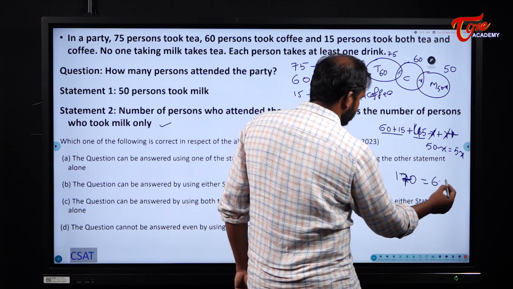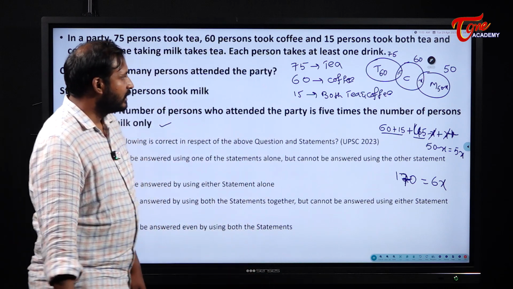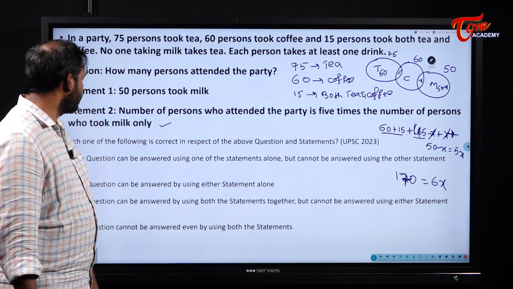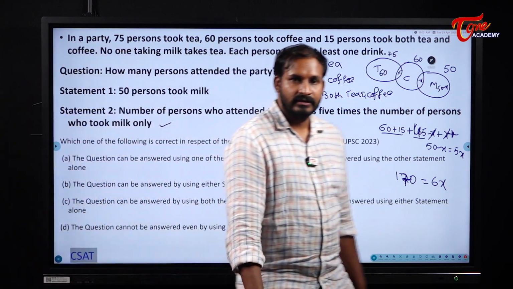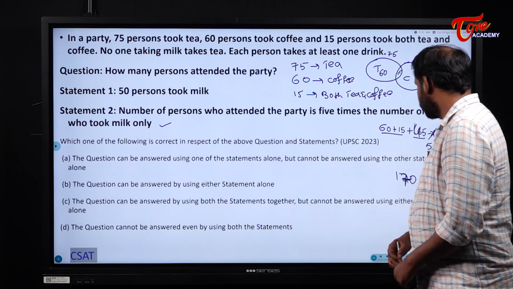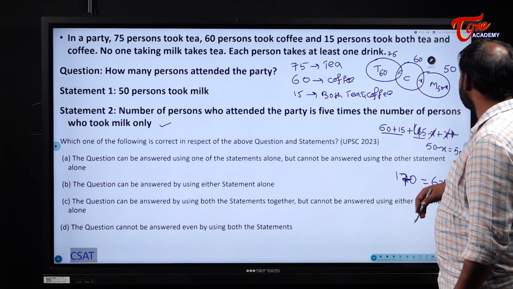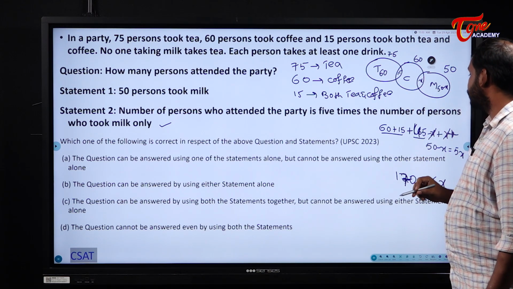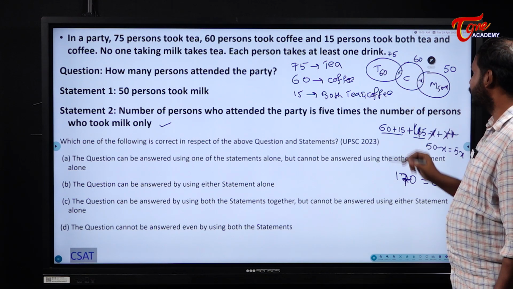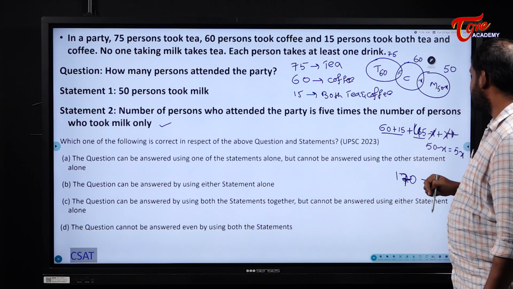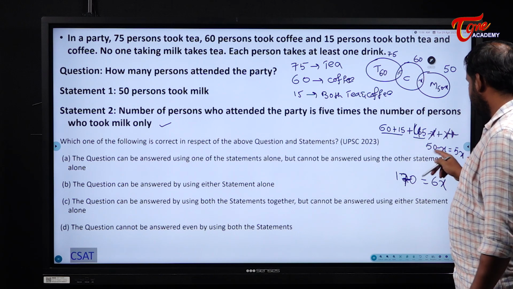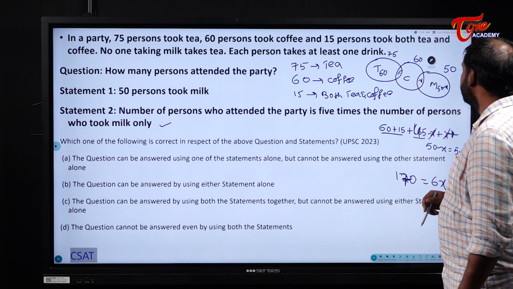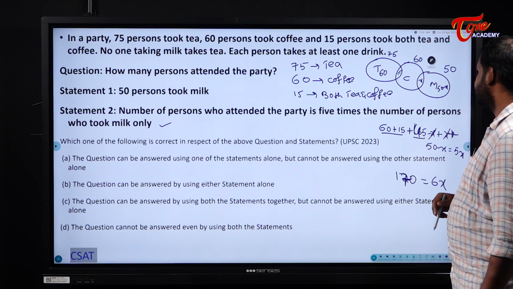170 is equal to 6x. Still, am I able to find the answer? The number of persons who attended the party is 5 times the number of persons who took milk only. Milk only, so this is 5x. So you will get this value: 50 minus x plus x. This will become 60 minus, okay, this will become 45. 60 plus 45 plus 50 minus x is equal to 5x. When I send x to that side, it will become what? 6x. Still, we are not able to find our final answer.